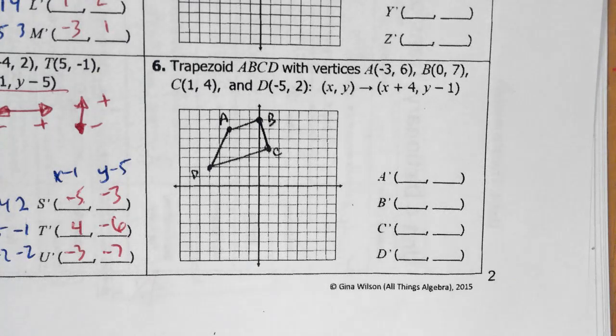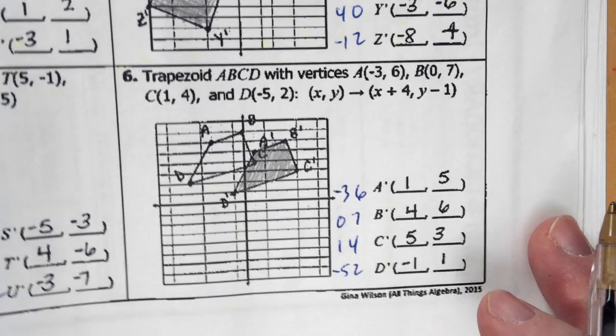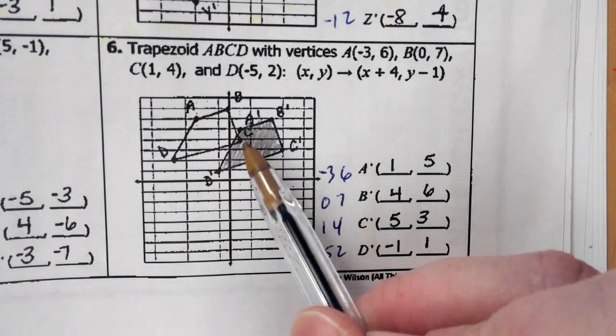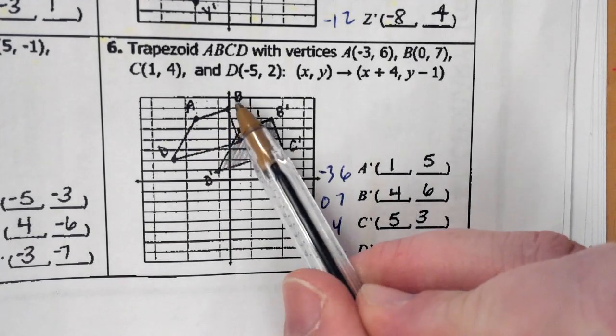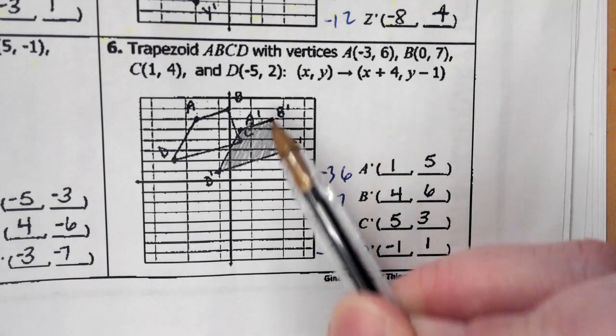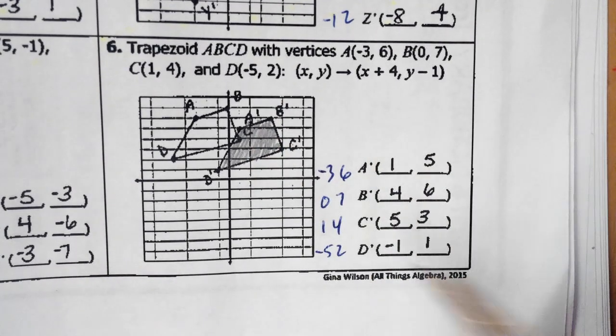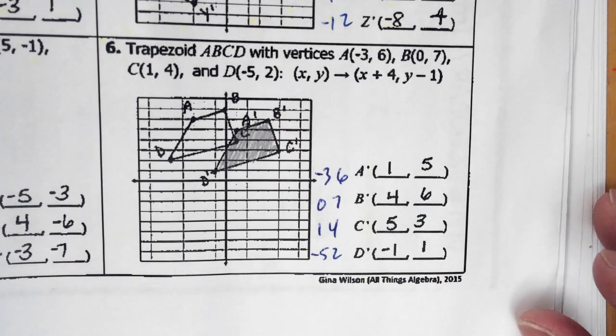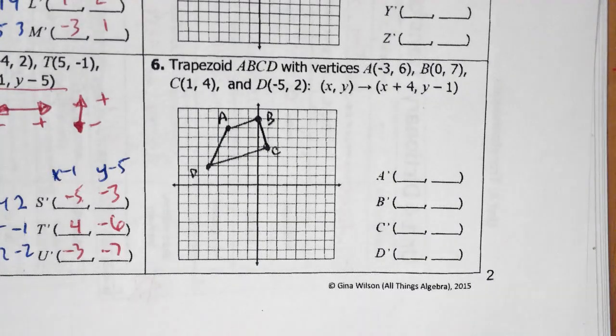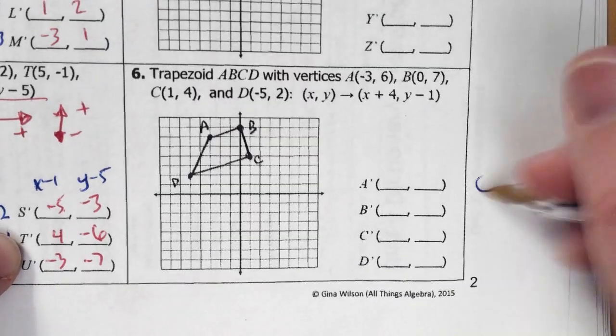Hopefully you paused. Now let's see if you got it right. So for number 6, here are the answers. You were supposed to take the original and go +4, -1, and this is the new answers, and here are those. And we're going to turn, so you should have all these done.